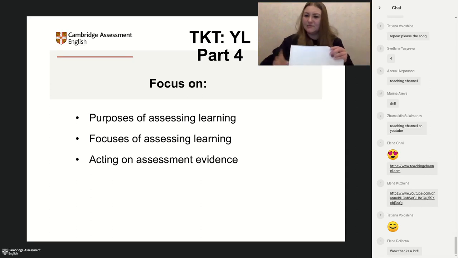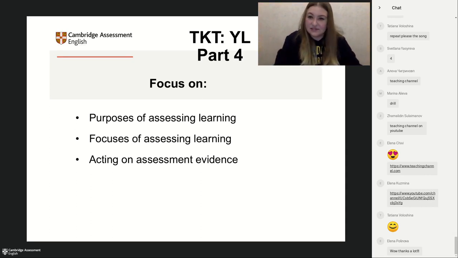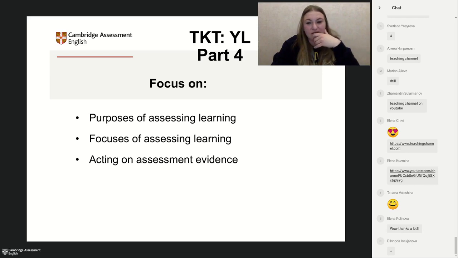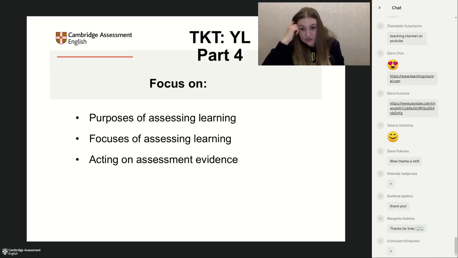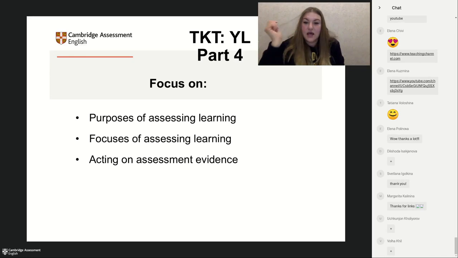You can read about this a lot, but what I love about assessment is that you act on assessment evidence. Every time after the lesson I try to reflect and understand what was important, where I lost my attention, and which parts I should pay more attention to when assessing my students. So, talking about TKT YL, I've prepared some statements about assessment, and I want you to look at them and decide whether each is true or false. I will do my best to give some comments.